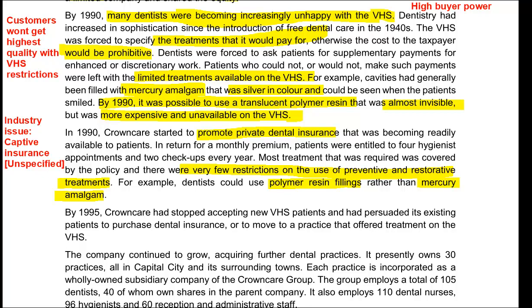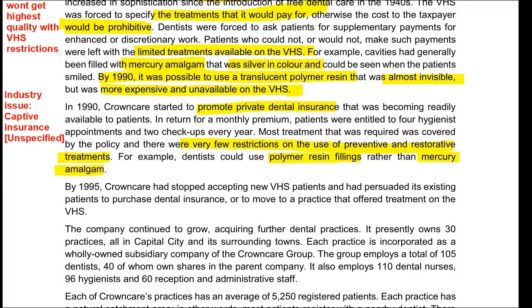But as we move on, we can see that in 1995, Crowncare had stopped accepting new VHS patients and had persuaded its existing patients to purchase dental insurance, or at least move to a practice that offered VHS treatment. Now, this is quite interesting when we relate it back to the point I just mentioned. If they're promoting the dental insurance as the primary option for customers, which it does appear to be, again, speculation, it could actually be that Crowncare has its own insurance company as a subsidiary. A captive insurance company is what it's called.